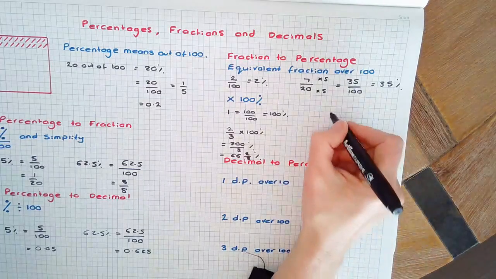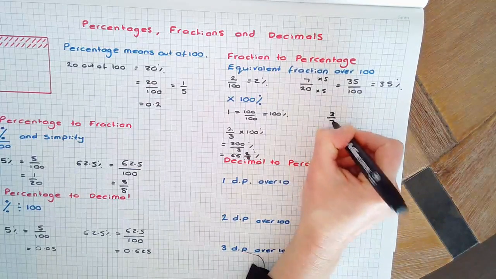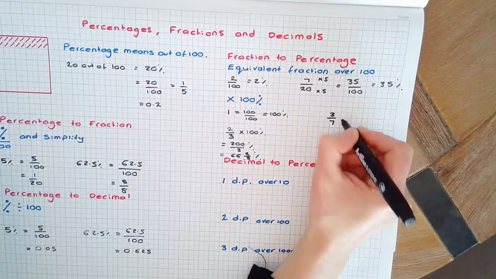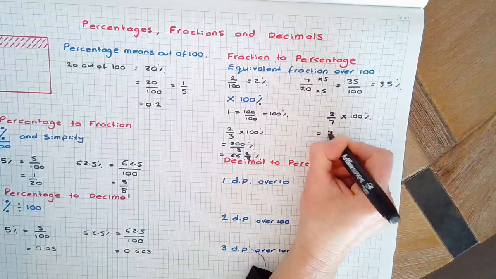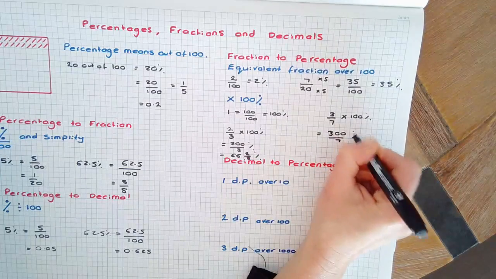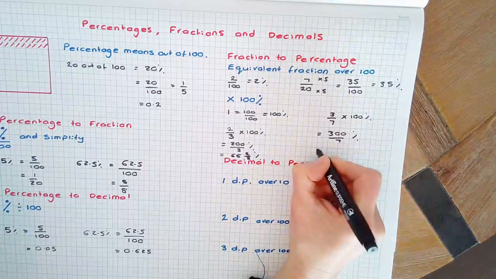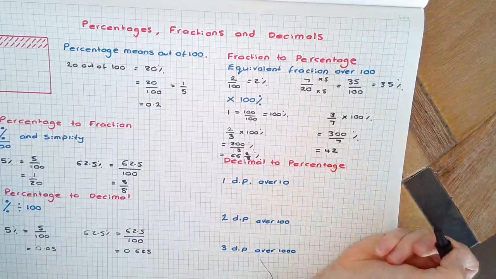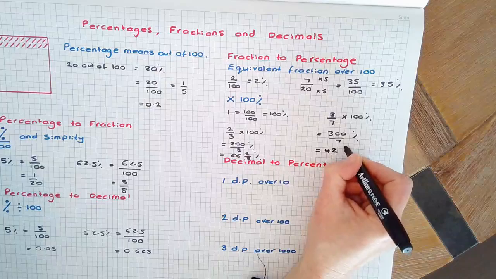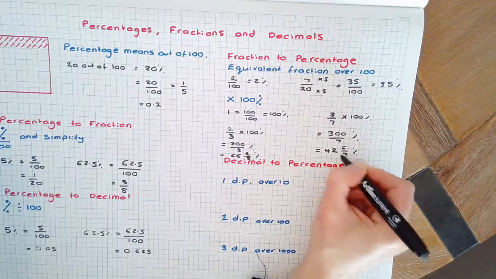Let's do another example. 3/7. 7 isn't a factor of 100, so we're going to multiply it by 100%. We get 300 over 7%. 7 goes into 300 42 times with 6 remainder. The 6 still needs to be divided by 7, so we get 42 and 6/7%.